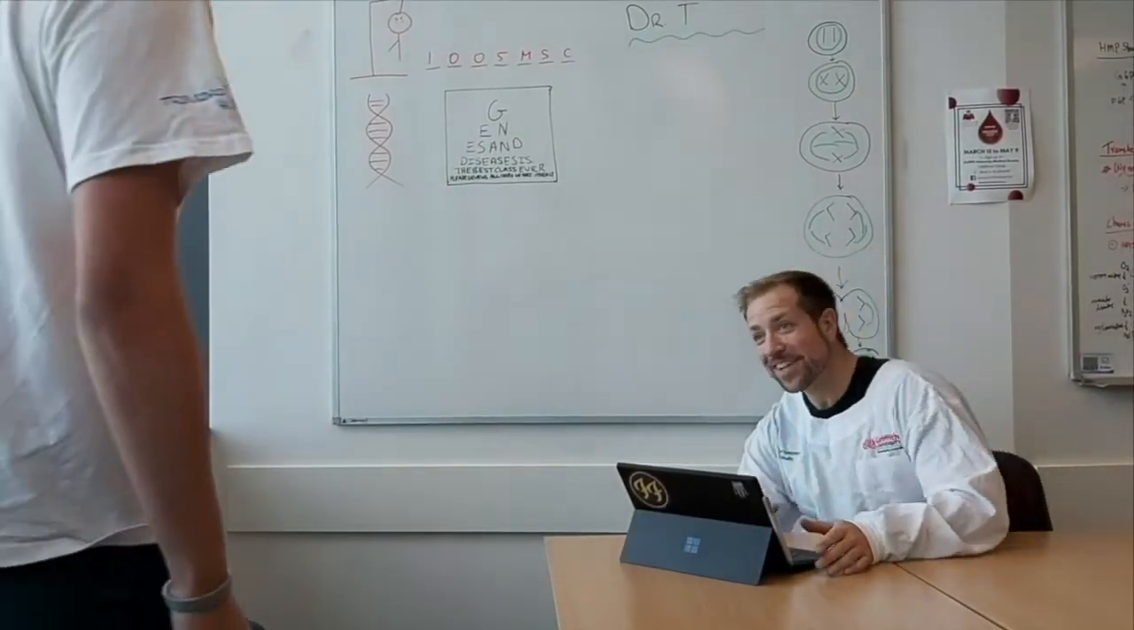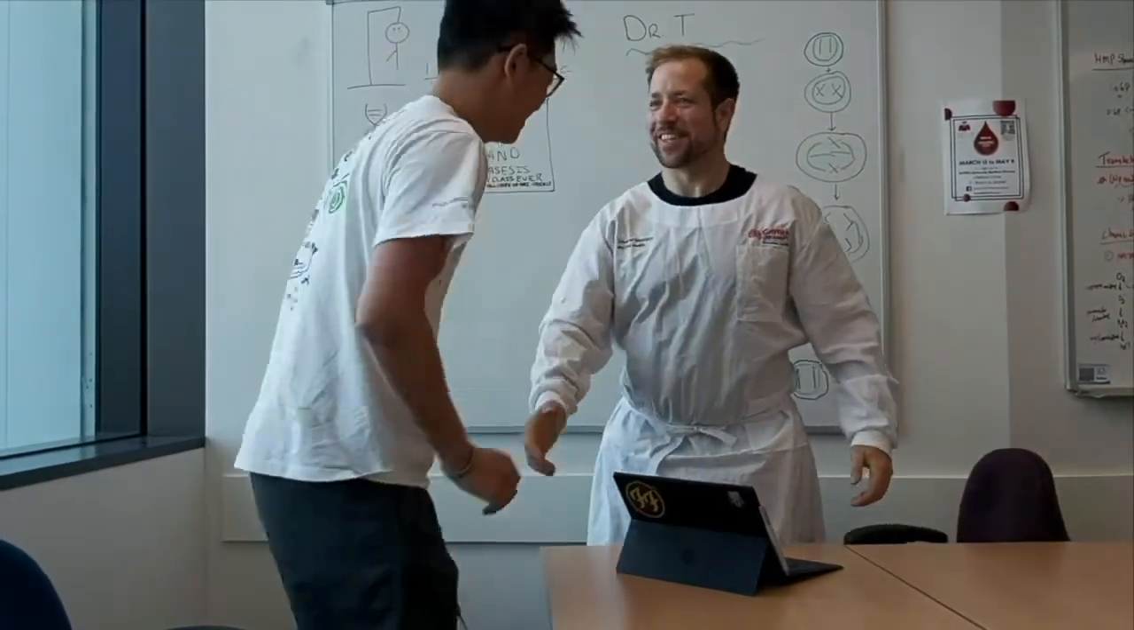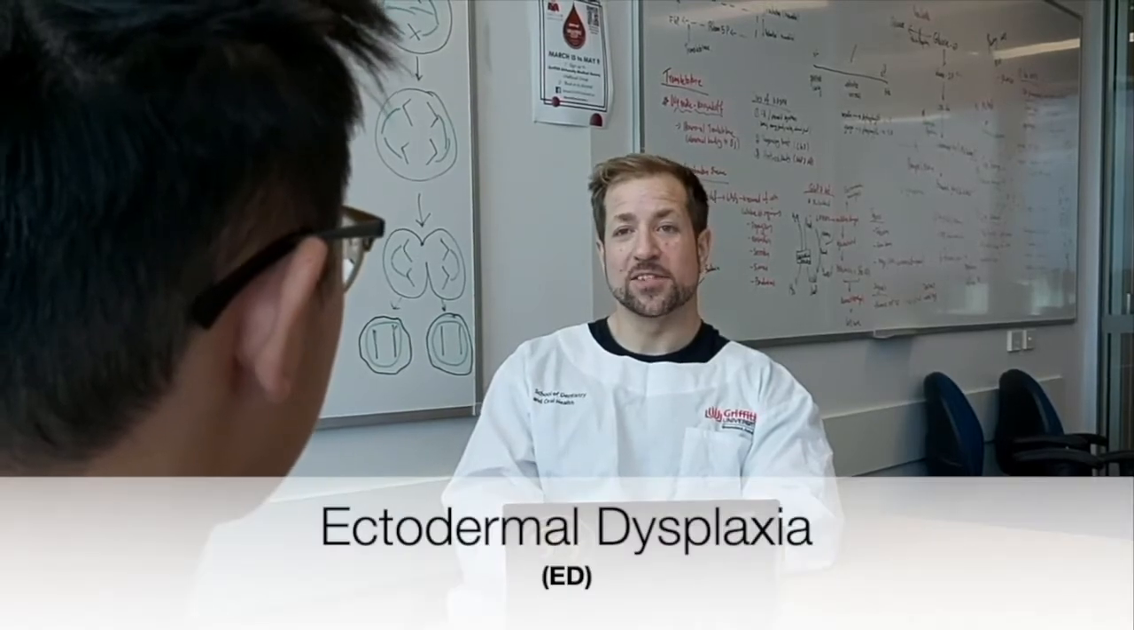Come in. Jimmy, good to see you. Have a seat. What's wrong with me, Doc? Jimmy, you have a unique condition. Unique how? You have something called ectodermal dysplasia.